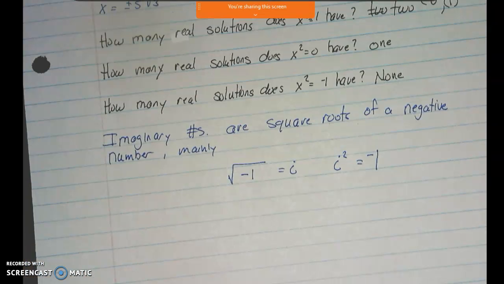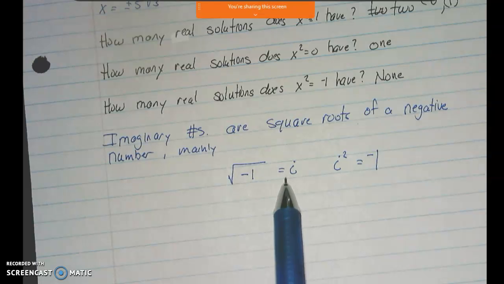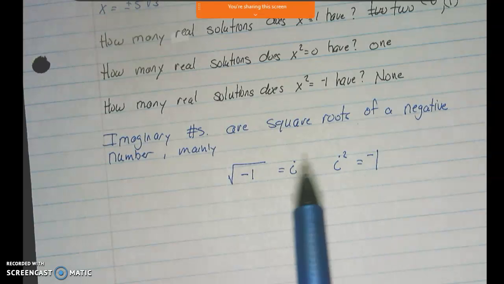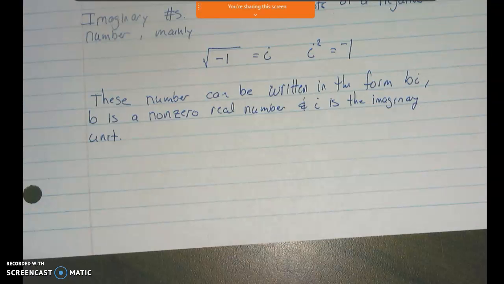So what we got is imaginary numbers are square roots of a negative number. Mainly, when we take the square root of a negative value, we're going to put -1 in. That's equal to i. i squared is equal to -1. Okay? So again, these numbers can be written in the form bi, where b is a non-zero real number and i is the imaginary unit.